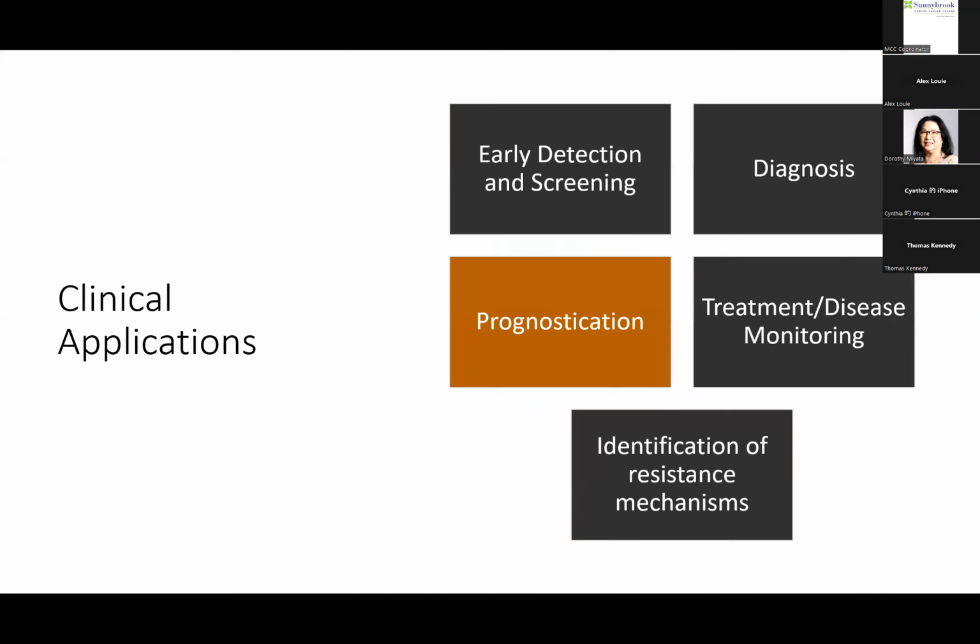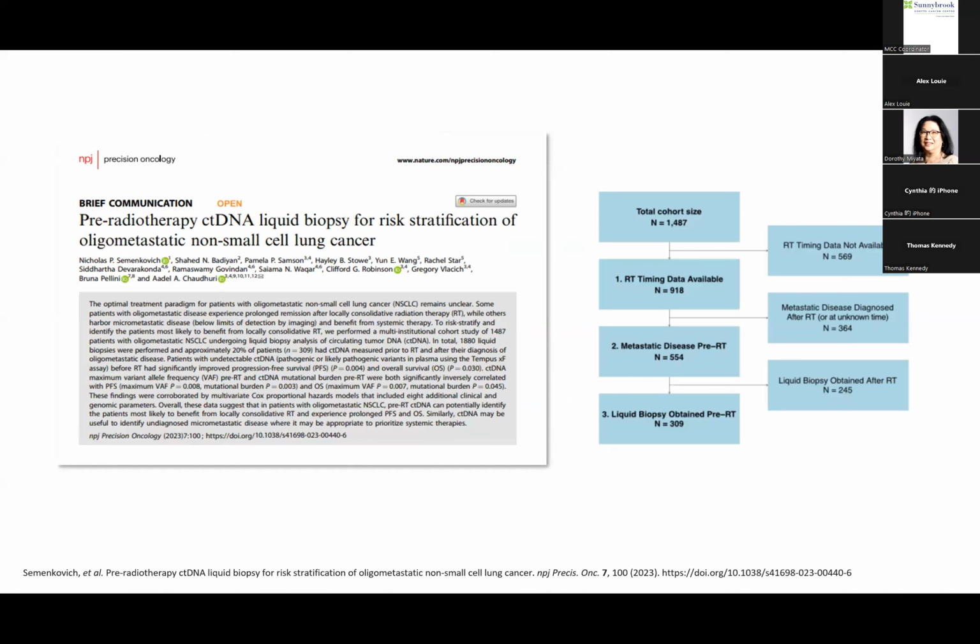Moving to another area of interest is disease prognostication and treatment prognostication. This is a study that came out of the US where they investigated patients who had physician-reported oligometastatic disease and wanted to identify, does ctDNA help stratify patients who are going to respond well to local radiation therapy versus those who would respond less well?